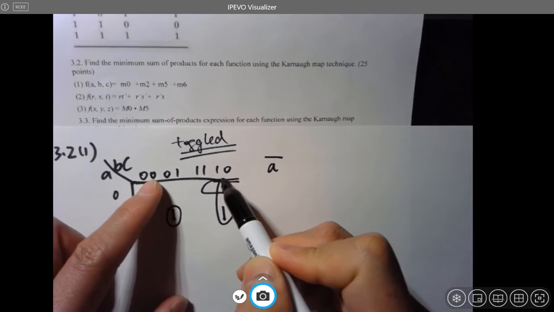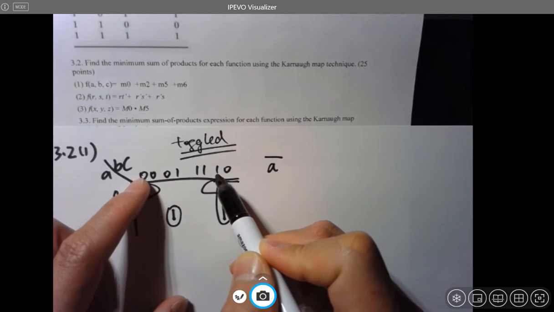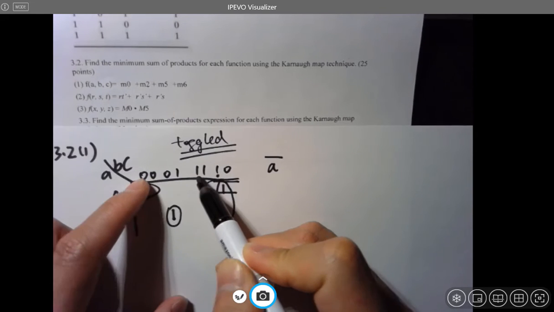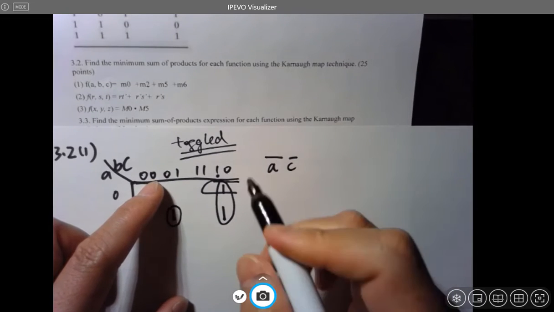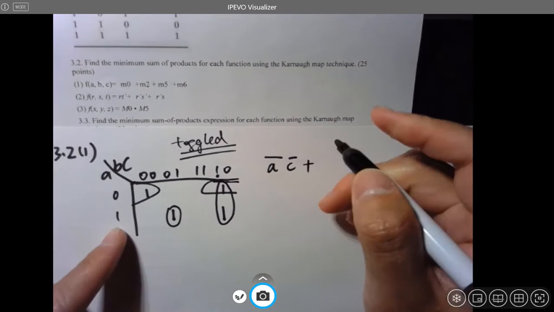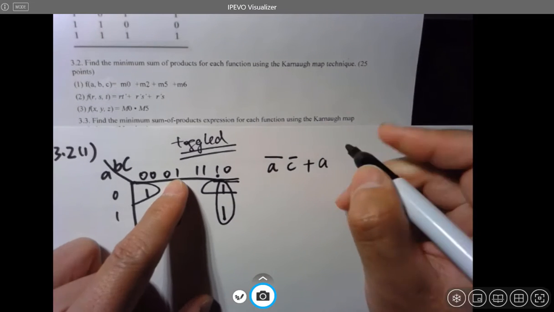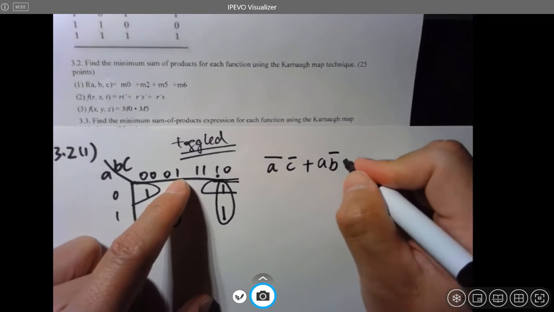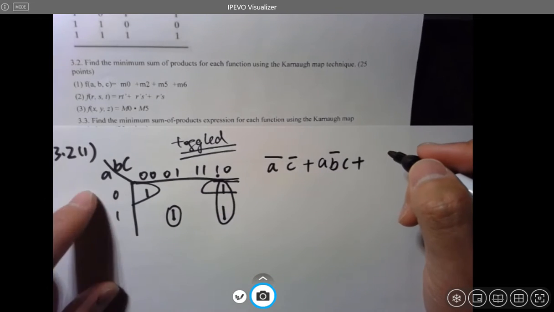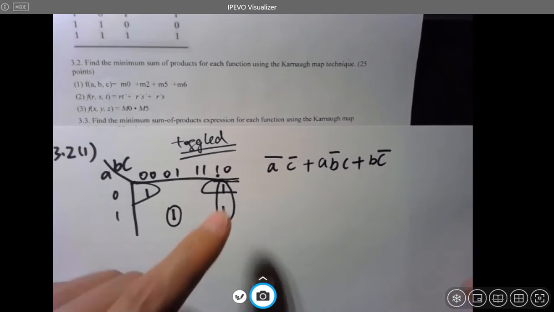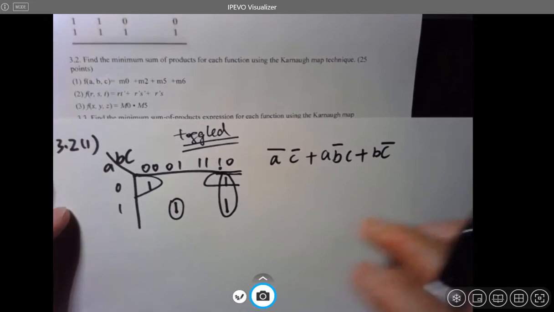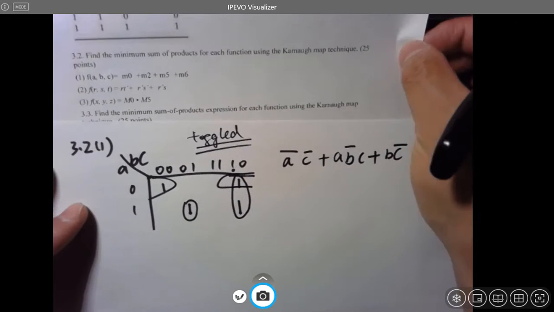So you have A naught, and because B is toggled, you don't need to use it. It gets canceled. Only C naught is left, and this single one, which is A, B naught, and C. For these two, A is toggled, so canceled, and you only have B, C naught left. So that's the final result for 3.21.